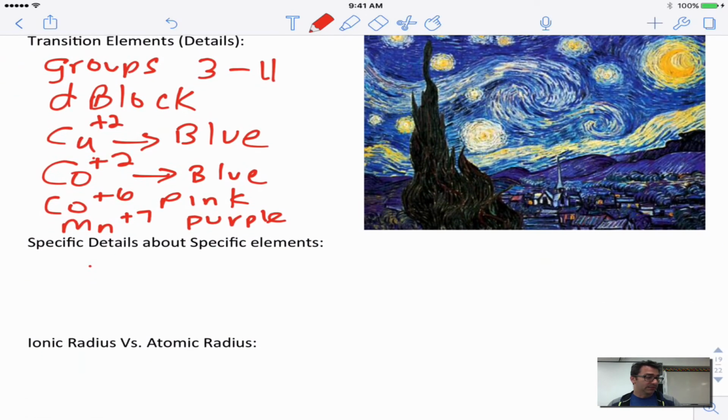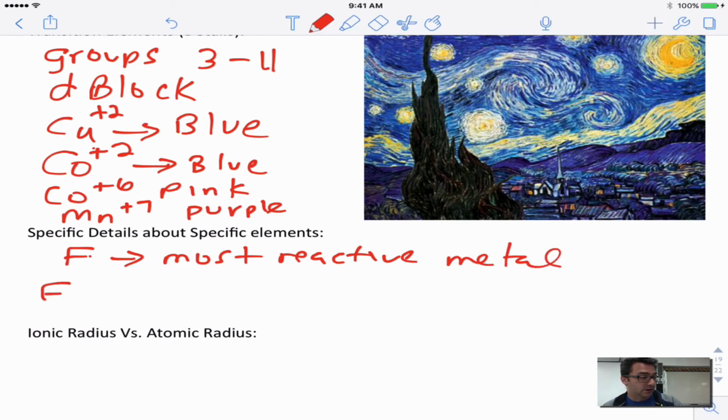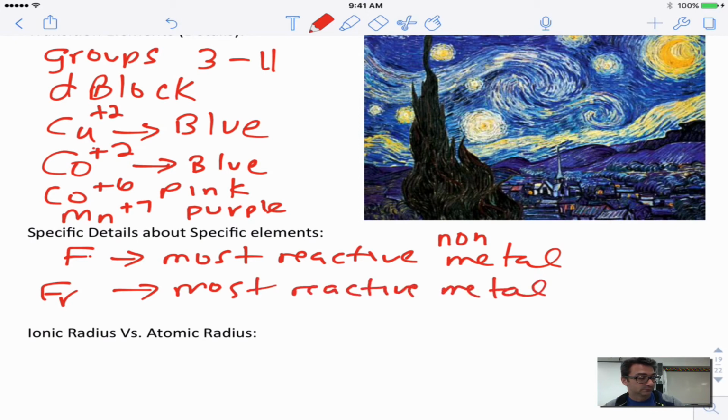Okay, specific details about specific elements. So you should know, for example, that fluorine is the most reactive non-metal, and francium, I was thinking ahead here, is the most reactive metal. You should also know that hydrogen, although it's on the metal side, is a non-metal. So it is a non-metal, but it's living on the side of the periodic table with the metals, and we talked about this in class, but it's important that you understand that.